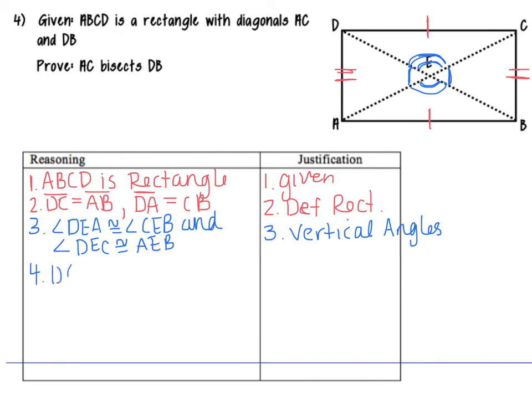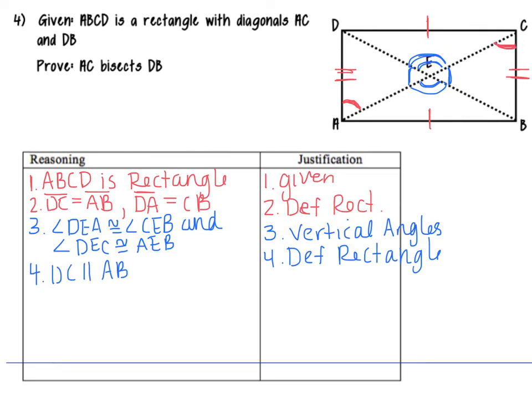that DC is parallel to AB. And I know that by definition of a rectangle, because the definition of a rectangle says that it's a parallelogram where opposite sides are congruent and opposite sides are also parallel. So by being able to say that they are parallel, that allows me to say that this angle is congruent to this one.